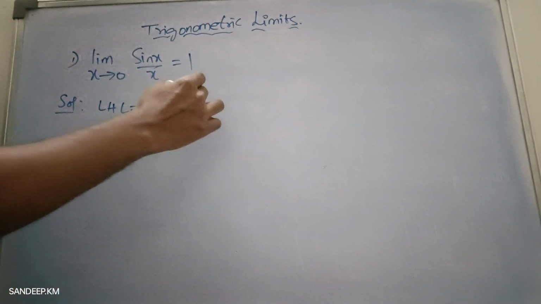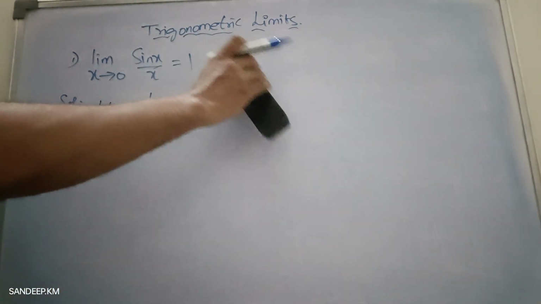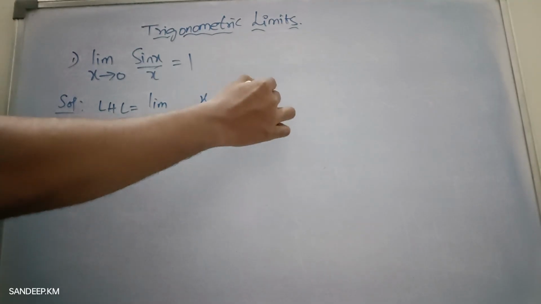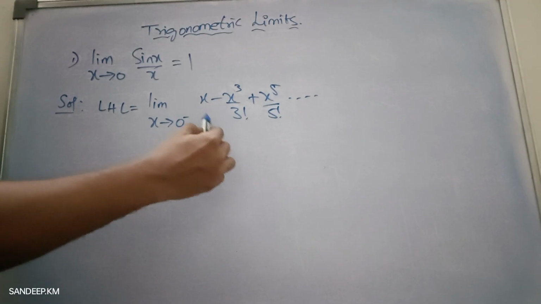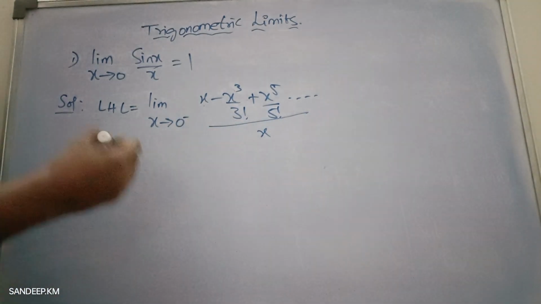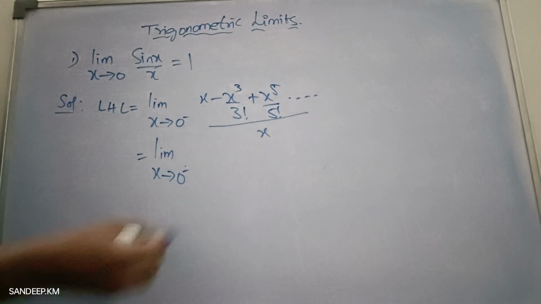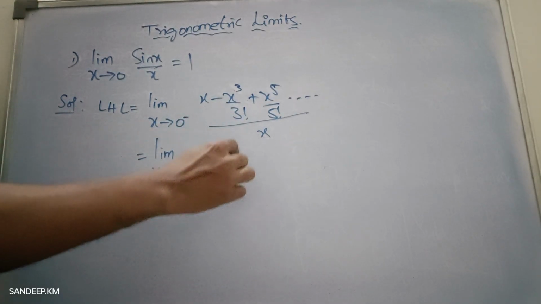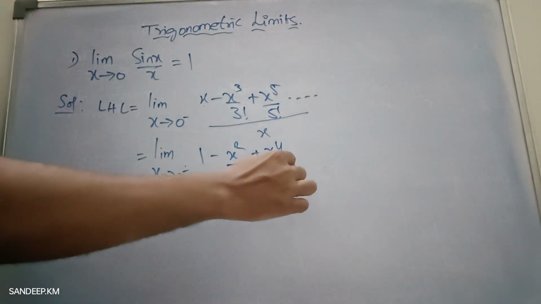What is the sin x expansion, dear students? x minus x cube by 3 factorial plus x power 5 by 5 factorial and so on, with common denominator x. So I can separate the common denominator x for all the terms. If that is the case, you will get limit x approaches 0 minus, the common denominator separated, you will get 1 minus x square by 3 factorial plus x power 4 by 5 factorial and so on.